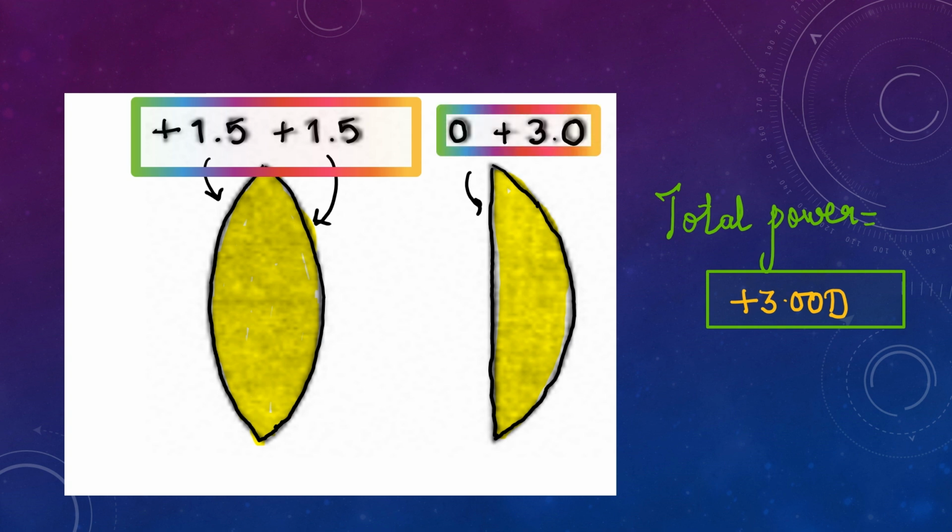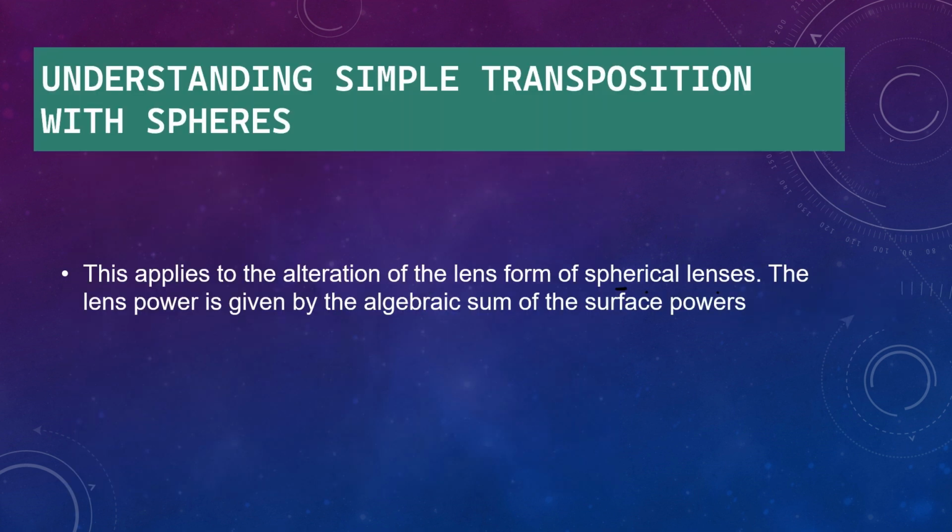The second picture is that of a planar convex lens. The anterior surface is plane, therefore the power is 0, and the posterior surface is convex and therefore the power is plus 3, and here the total power again will be plus 3. So this is an example of optically equivalent forms. Although they have different powers on the anterior and posterior surface, the net power of both these spherical lenses will be equal. So this is what I mean by understanding simple transposition first with spheres before we jump into the cylinder.